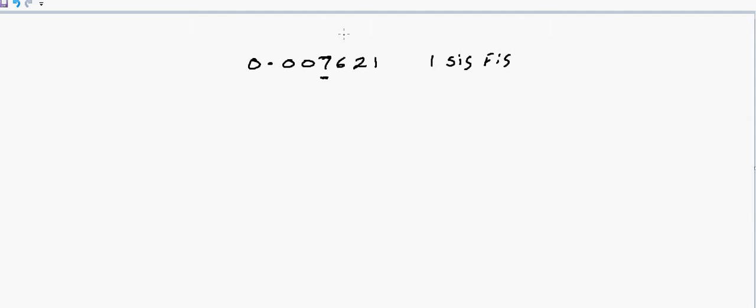So we look at the next number as normal, and we have 6. Now we know that's going to round up, so the 7 is going to become an 8, so we'll get 0.008. Now because in theory these all turn to 0, okay, so we will get 0.008,000.